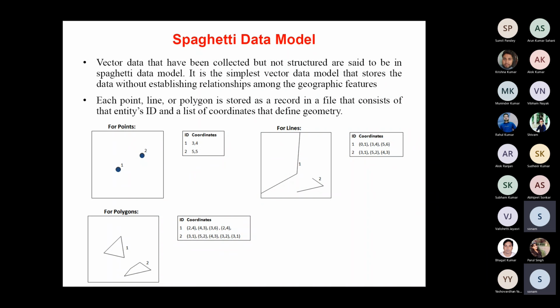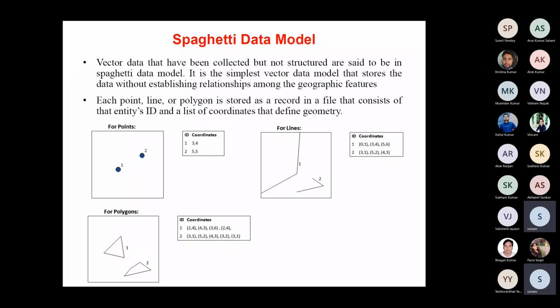So what is a spaghetti data model? It is a very simple vector data model. In this data model, there will be 3 files, one for point, one for line, and the last one for polygon. In each of the files, there will be 2 columns. First one is for the ID, second one is for the coordinates.